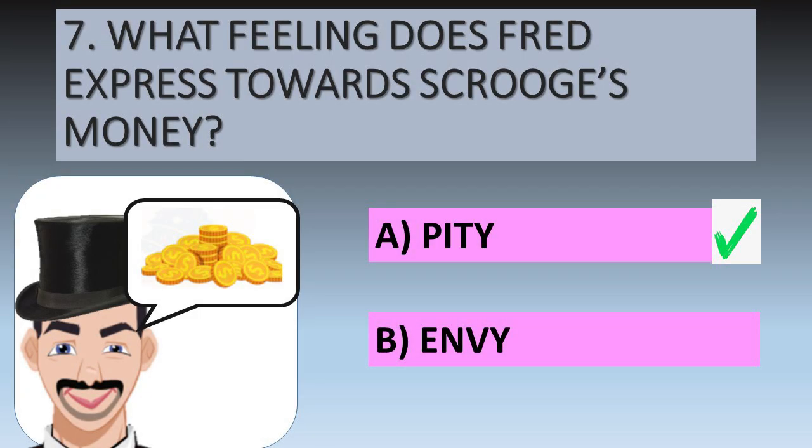Question number 7. What feeling does Fred express towards Scrooge's money? At his Christmas party, there are lots of games being played. There's lots of fun and warmth. But it's not envy that Fred feels towards Scrooge and his wealth. It's actually pity. Fred's symbolic of the middle classes. He does actually have housekeepers and a little bit of money himself. He's quite a wealthy man in all respects.